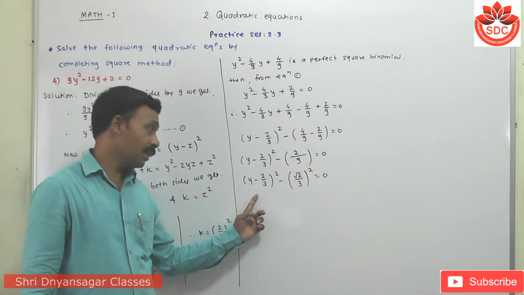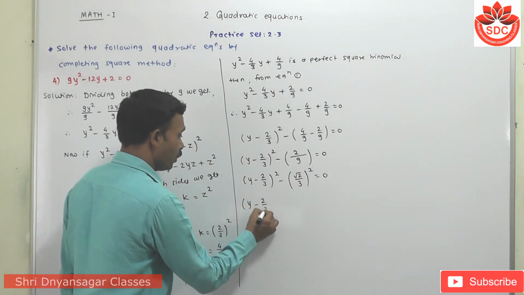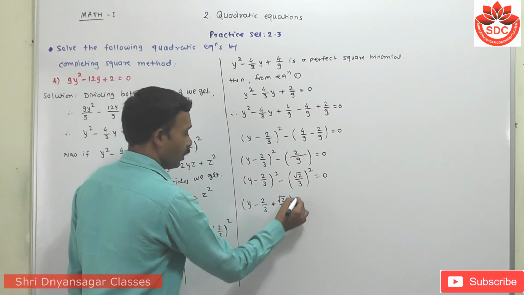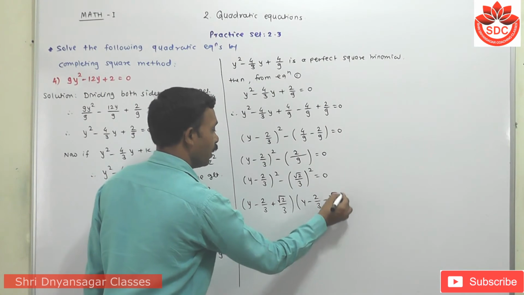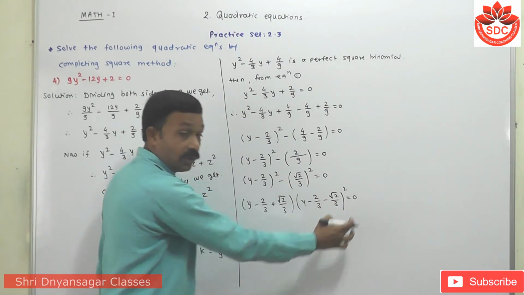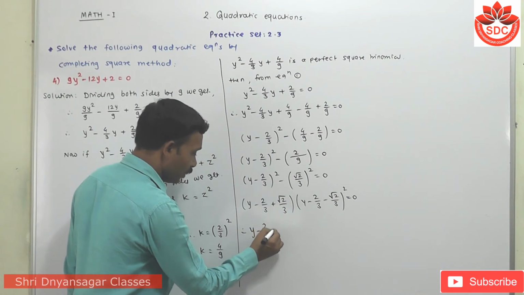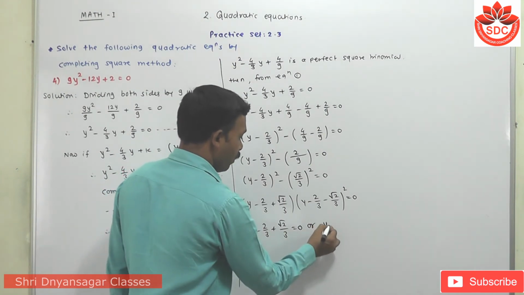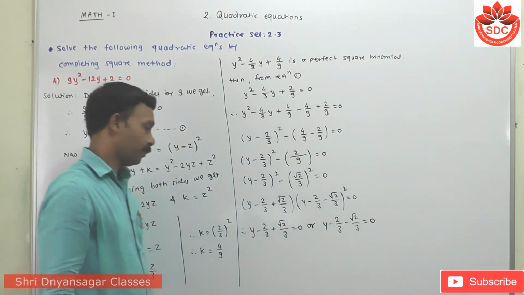Then we use the identity a square minus b square. This identity is a plus b into a minus b, means that y minus 2 upon 3 plus root 2 upon 3, another bracket y minus 2 upon 3 minus root 2 upon 3, is equal to 0. Means the product of two terms is 0, then at least one of them must be 0. By using this property we write here y minus 2 upon 3 plus root 2 upon 3 is equal to 0, or y minus 2 upon 3 minus root 2 upon 3 is equal to 0.